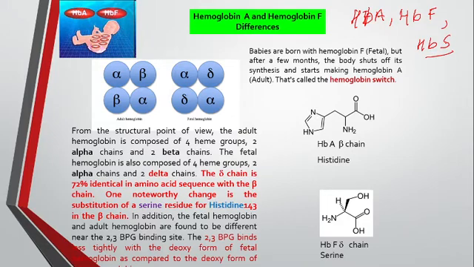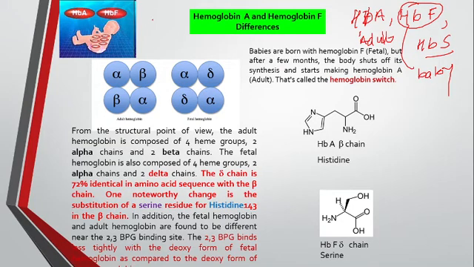Here, first let me see hemoglobin A. From the structural point of view, this is hemoglobin A, which is present in the adult, and this hemoglobin F is present in the fetal, that means the newborn baby. The hemoglobin F type is present in the newborn baby, and hemoglobin A is present in the adult.